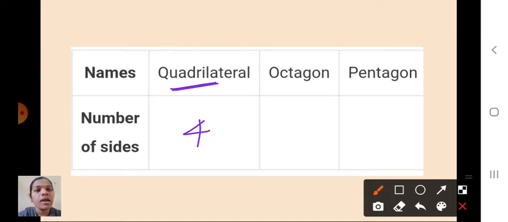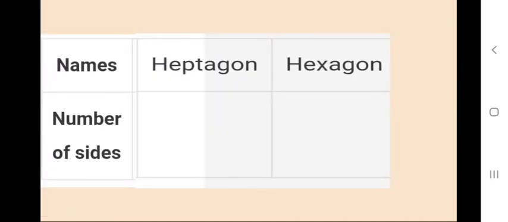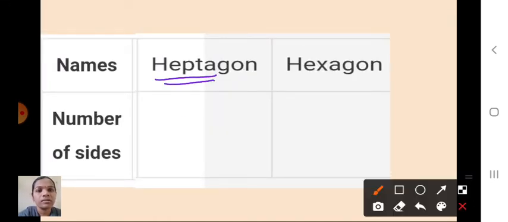Okay children. Octagon, can you say how many sides? Yes, 8 sides. Pentagon, penta means 5, so pentagon has 5 sides. Next one is heptagon. Hepta means 7, so 7 sides. Hexagon, hexa means 6, so 6 sides. Understood children? Shall we go to the next one now?